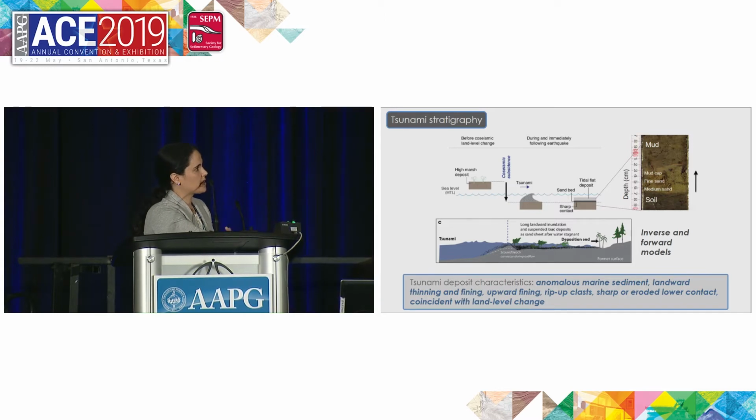And if we're lucky, we also have that land level change that's going to really support that we had an offshore rupture that created slip that affected the coast and created the tsunami and land level change. And we can then incorporate this grain size data that we get out of these into inverse and forward models to reconstruct the flow speed of the tsunami and then take that and think about the offshore slip that caused that tsunami.